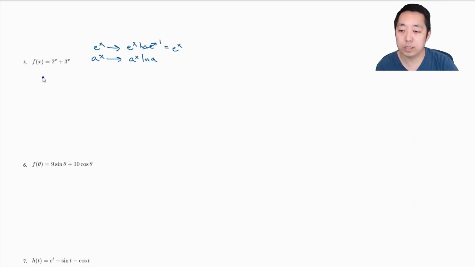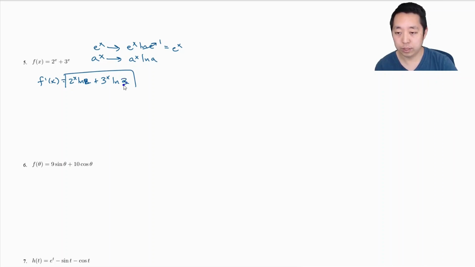So in this case, we're going to say f prime of x is equal to 2 to the x ln of 2 plus 3 to the x ln of 3. Because for the derivative of those, the core function stays the same, but I've got to multiply by the natural log of, not a, but 2 and 3. Natural log of the base.